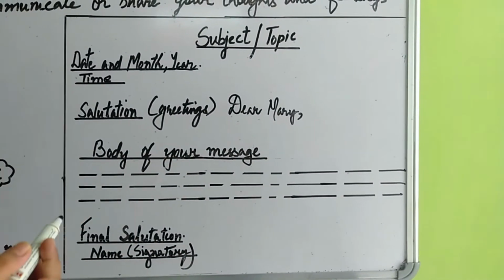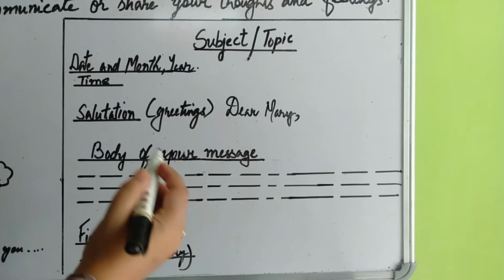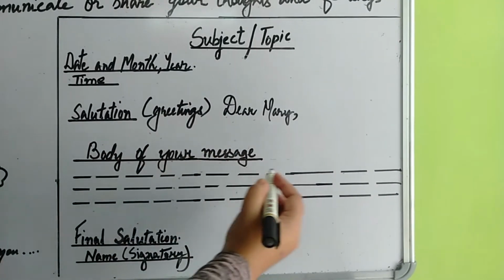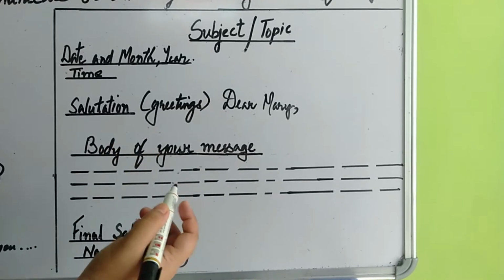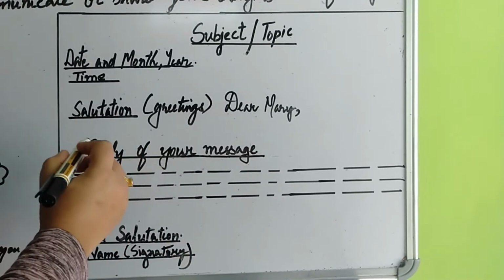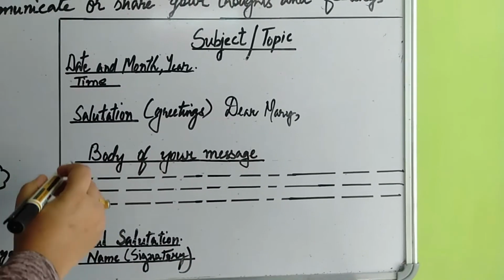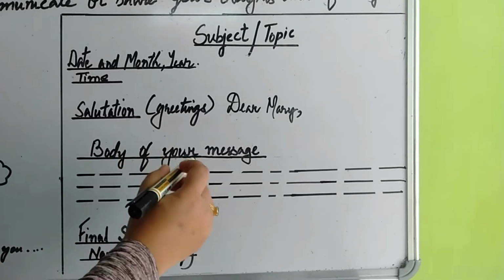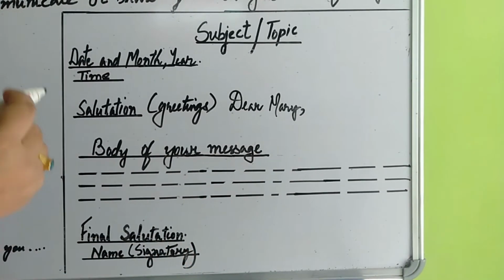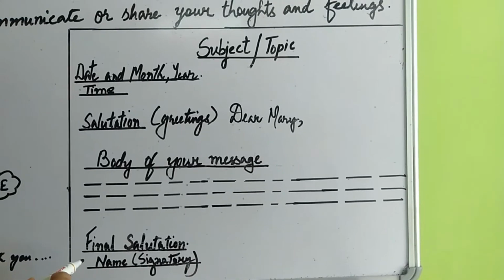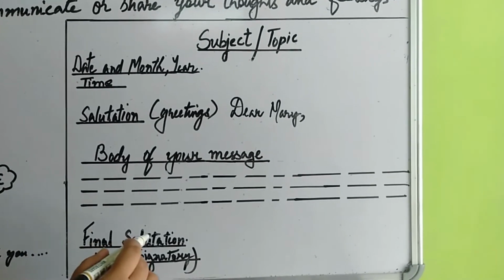If it is a message to sympathize with somebody, you can write and express your feelings. If it is a thank you message or a sorry message, whatever it is, you will explain it here in the main part, that is the body of your message. And after concluding it, at the left hand corner at the bottom, you will give your final salutation.